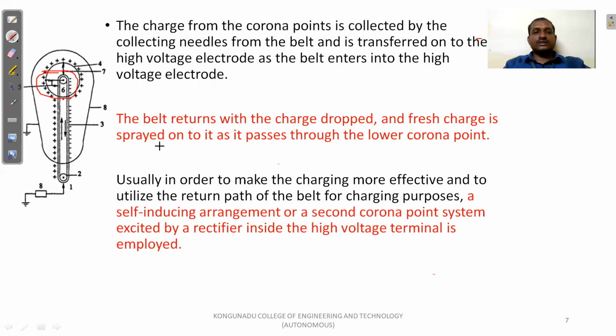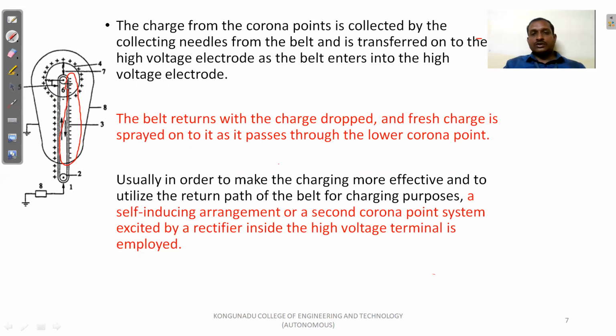The belt returns with the charge dropped. All the charges are received by the high voltage electrode. Then the belt returns with the charge dropped and a fresh charge is sprayed on it. After collecting the positive charges in the high voltage electrode, fresh negative charges are sprayed onto the surface of the belt. This is the second corona point.